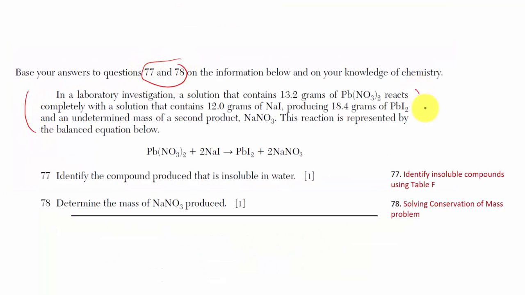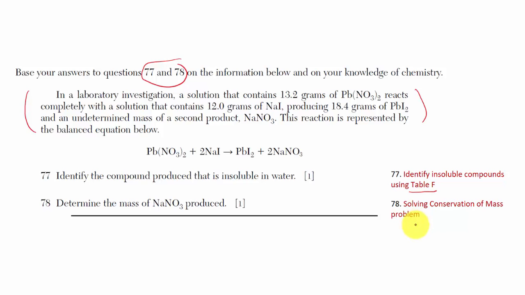Questions 77 and 78 are grouped together with a narrative. We have a laboratory investigation where we have two solutions being mixed together. One is a lead nitrate solution, the other is a sodium iodide solution. This is going to react in a double replacement reaction. And you might think this is going to be a question about double replacement reactions, and knowledge of that is certainly helpful, but they're going to ask us to identify the insoluble compound using table F, so we got a little bit of reference table material, and then also solving a conservation of mass problem, which is a lot more simple than you're going to think.